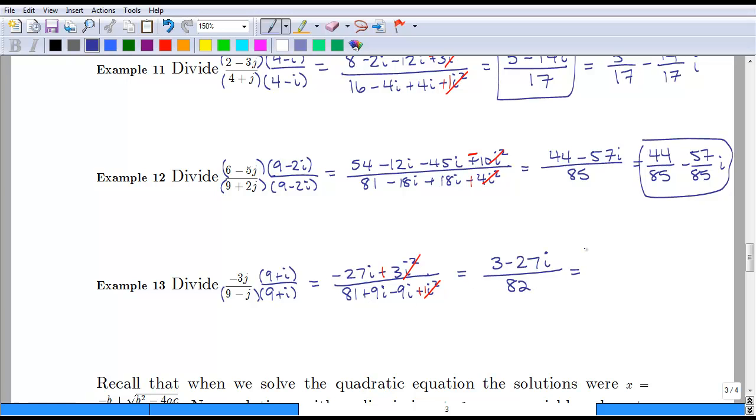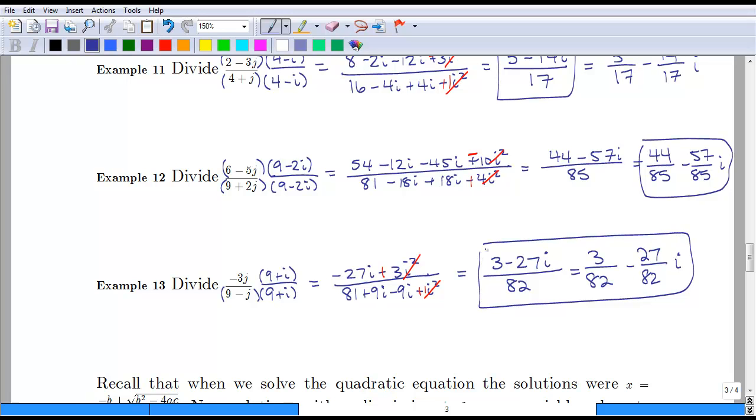And again, if you want to write this in complex form, this would be 3 82nds minus 27 82nds times i. Either one of these answers is acceptable. This concludes the second part of the video for section 14.1. The last video will discuss how to solve quadratic equations that involve complex roots and also talk about graphing these complex numbers.